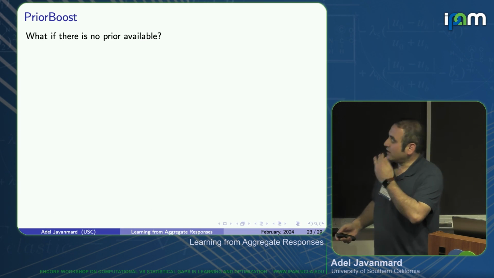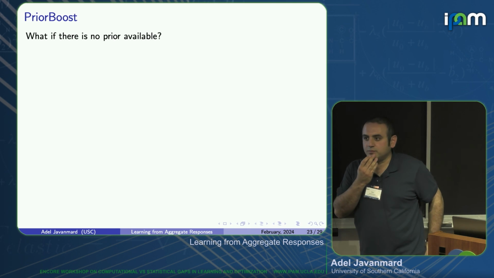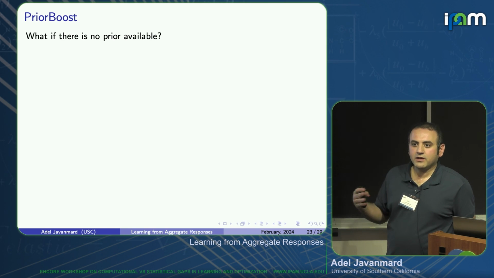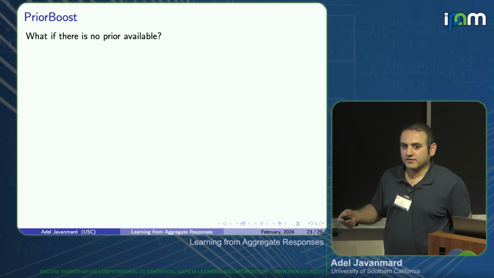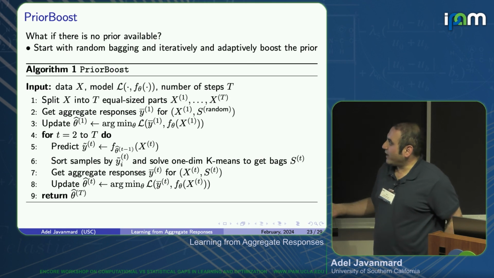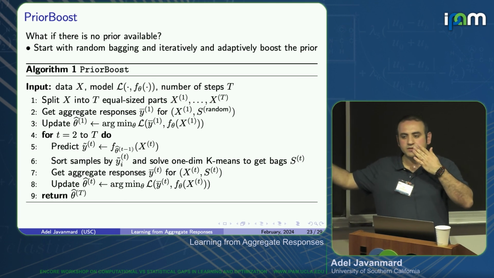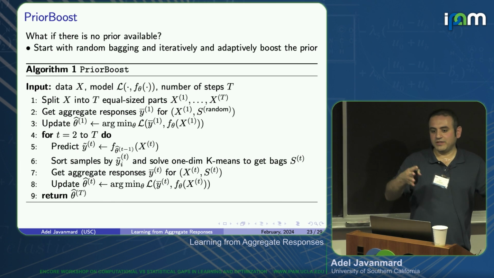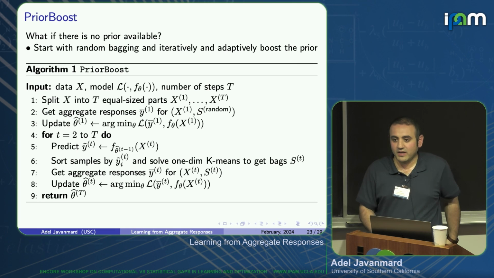Okay. So the last part that I want to talk about is something called prior boost. This is for when there is no prior available. How can you come up with a good prior iteratively for constructing the bags? And this is the way the algorithm works. You're going to split the data into t chunks. For now, I just go with equal sizes. Whether that's optimal, or maybe I should increase the size of the chunks logarithmically or in some other way, I don't know.